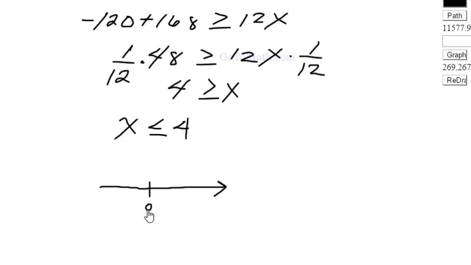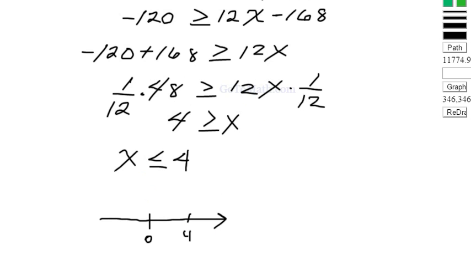So let's just put 0 here on the number line. Let's place a 4 right here. And we're going to include 4, right? Because we've got the inequality here, the equal sign. And it's everything less than or equal to 4. So going off in that direction.